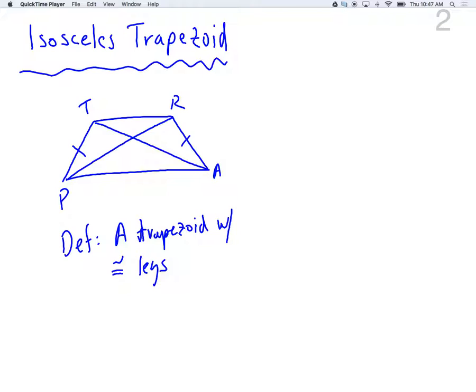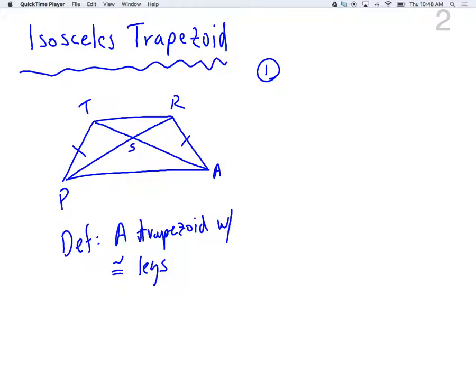Like, you put a point where the intersection is going to go. Okay, let's call that S. Then you could say that TS and RS are equal to each other. Were you talking TS and SA or TS and SR?